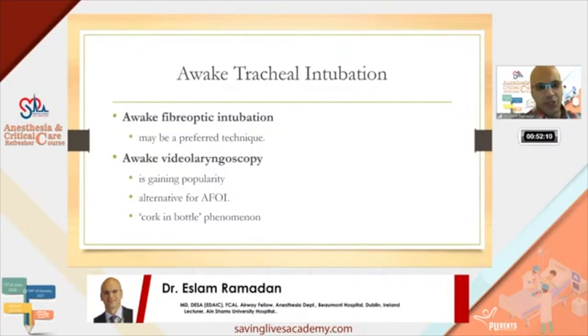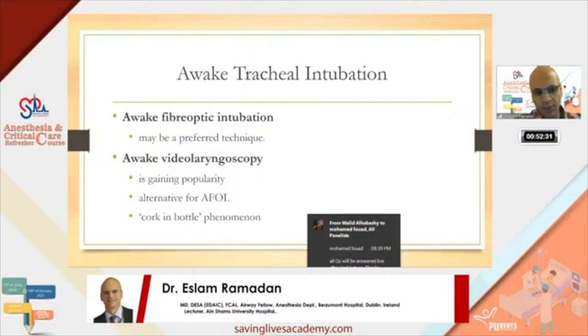Awake tracheal intubation. We have two options: either fiber optic intubation, which is the preferable technique and most of us are aware of, or awake video laryngoscopy, which is gaining popularity nowadays. It can be an alternative to awake fiber optic intubation, especially in the cork in bottle phenomenon. So what is the cork in bottle phenomenon?